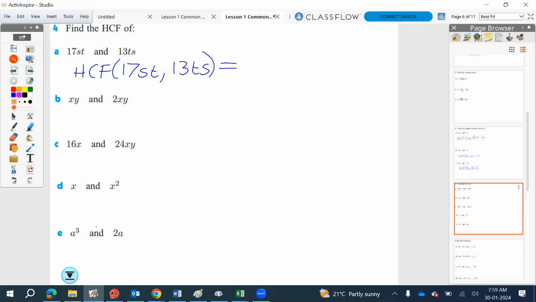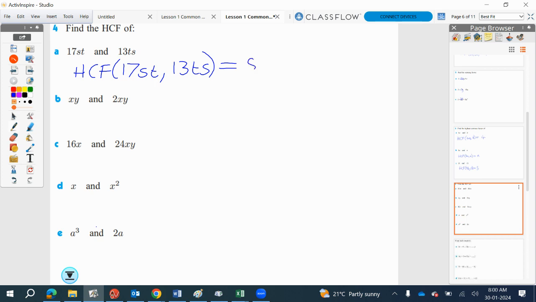So can we divide 17 by anything? No, it's a prime number. We can only divide it by 17 and 1. 13 is also a prime number. We can only divide it by 13 and 1. So they have no common factor there in the numbers. But st and ts is the same expression.